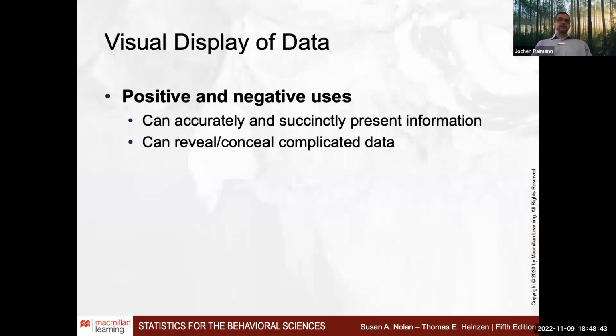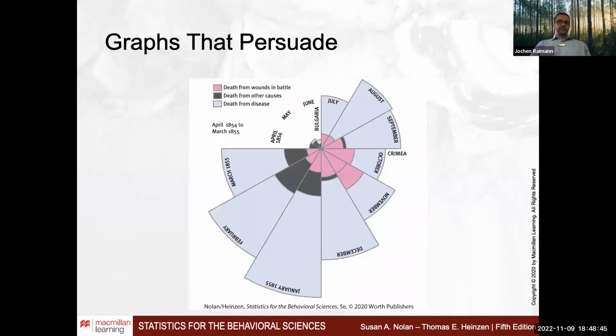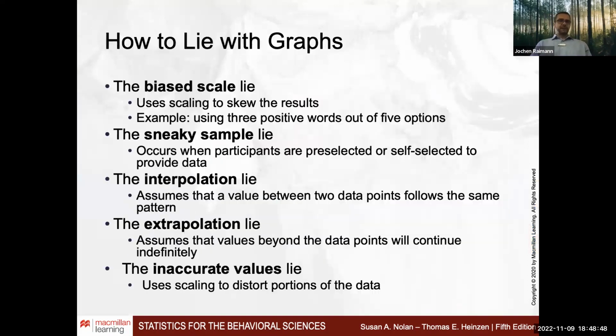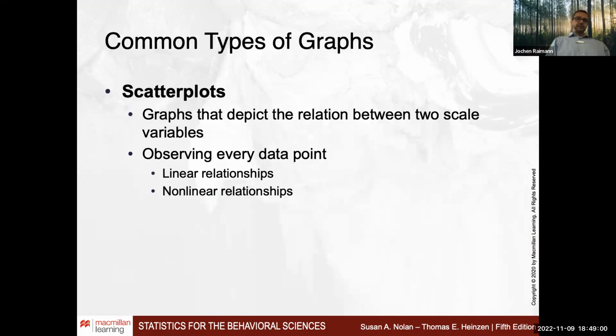So you basically have positive and negative uses. We talked about the misleading graphs. We talked about the different lies: bias scale lies, sneaky sample lie, interpolation, extrapolation. Know the difference between interpolation and extrapolation, and the inaccurate values lie. These are all the examples we discussed.